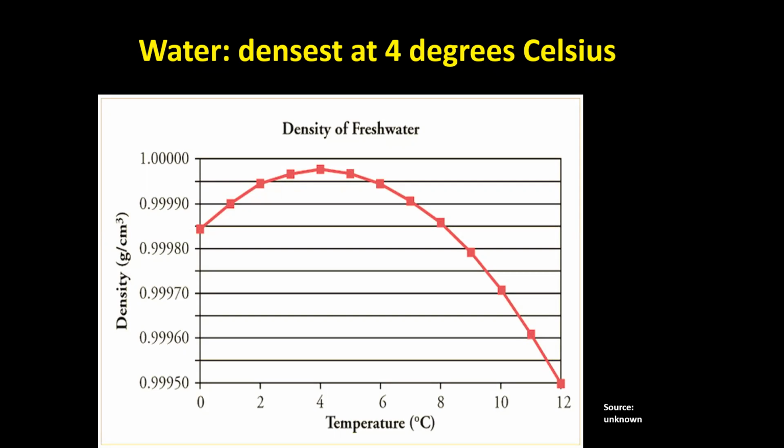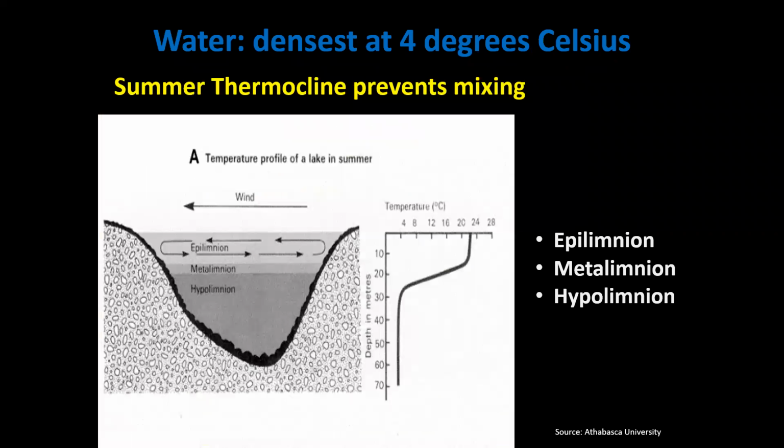Most things get lighter as they get warmer and contract when they get colder and more dense. But water has this unique property of being densest at 4 degrees. So colder than that, it gets lighter, and warmer than that, it gets lighter. So this causes differences in water bodies.